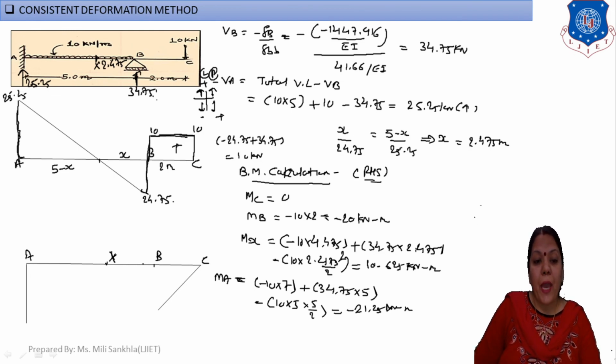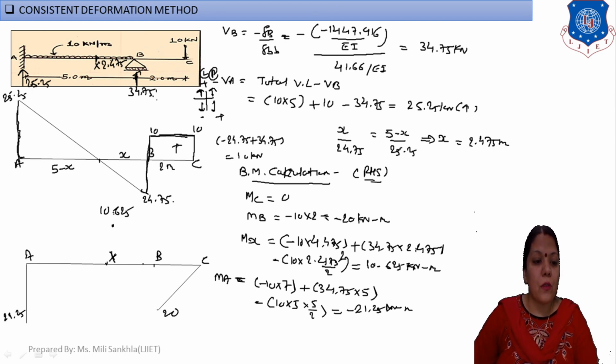Now MA moment is negative, so mark the point below the reference line, 21.25. From this X point our answer is equal to 10.625, somewhere here. Make this 10.625, and from B our answer is minus 20. Now simply, first up to this B point, our answer is an inverted parabola. Go down just like this.